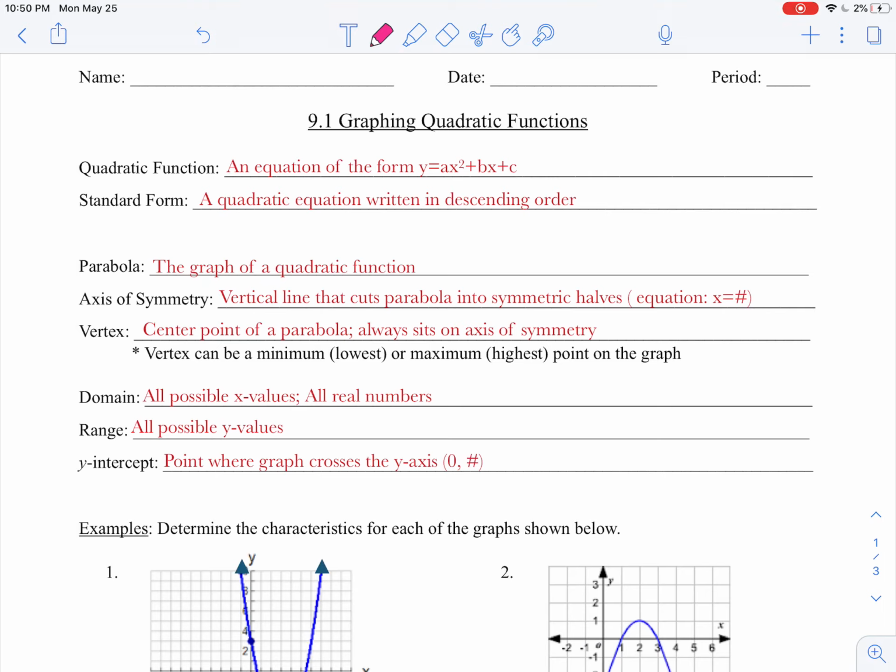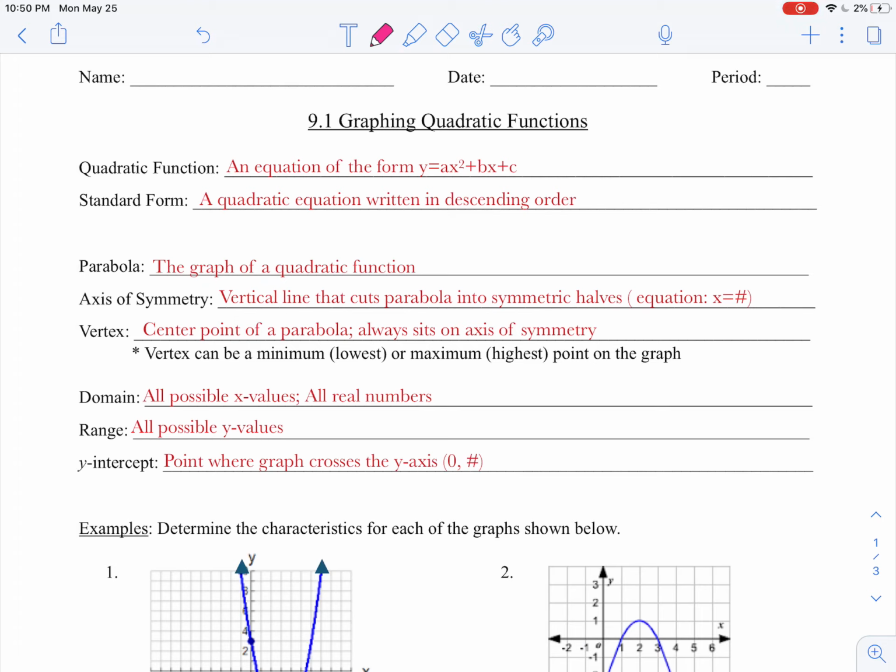Hello, today we are starting chapter 9, which is going to be our last chapter of the year. In chapter 9, we are going to continue to study quadratics. We already looked at how to add, subtract, multiply, divide, factor quadratics, and we used factors to solve quadratic equations.